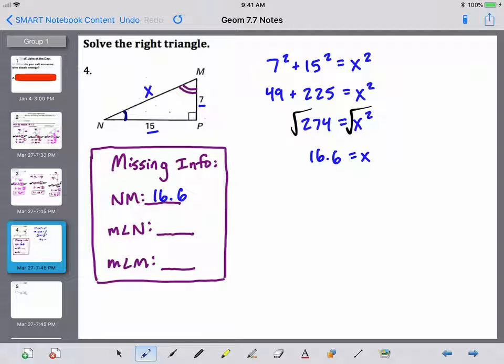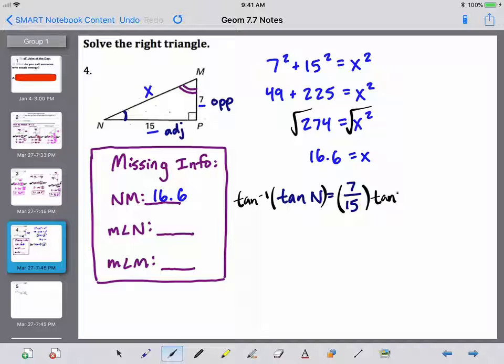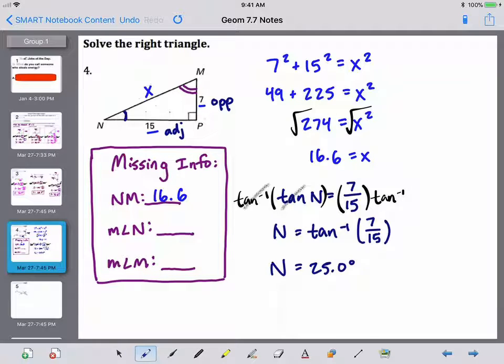So I notice that this 7 is opposite, and then the 15 is adjacent to that angle N, telling me I'm going to have to use tangent of N is the length of the opposite over the length of the adjacent. To get that angle by itself, recall we got to use inverse tangent. So we'll take the tangent inverse of both sides. These cancel. And if you plug in tangent inverse of 7/15, you will get about 25.0 degrees. So we found angle N.